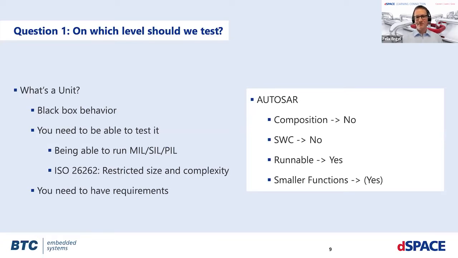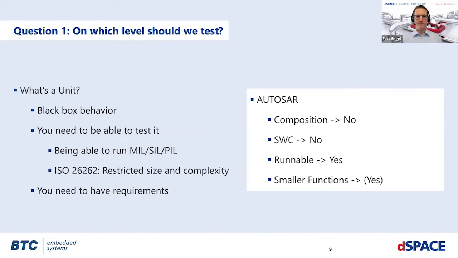Exactly. I think that's the important point. If you are pure AUTOSAR, then runnable is a perfect choice. It's self-contained and you have everything. But if you use smaller functions inside, then of course you can also test these. If your overall runnable is too huge, then test the smaller functions and call them a unit. It's also possible. Yeah. So especially for our demo later, let's agree that we want to focus on the runnable level for our unit test.